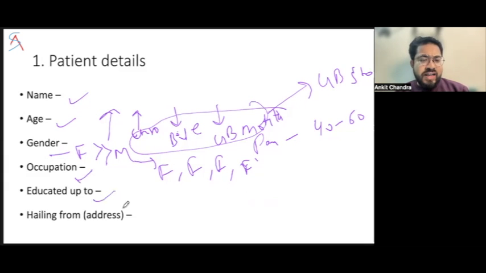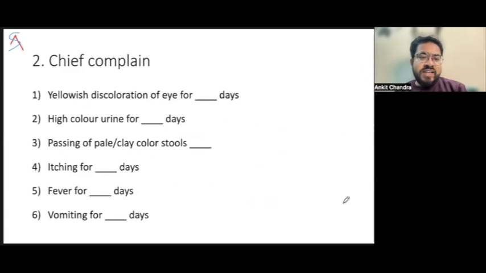So occupation, education, hailing from, these are all common details you have to ask. Then moving on to the chief complaint, what the patient has come to you for. Most commonly it would be yellowish discoloration of the eyes for this duration, or it could be high color of urine, pale color of stool, or clay color of stools. It could be itching, it could be fever, it could be vomiting. These are the common chief complaints for which patients come.